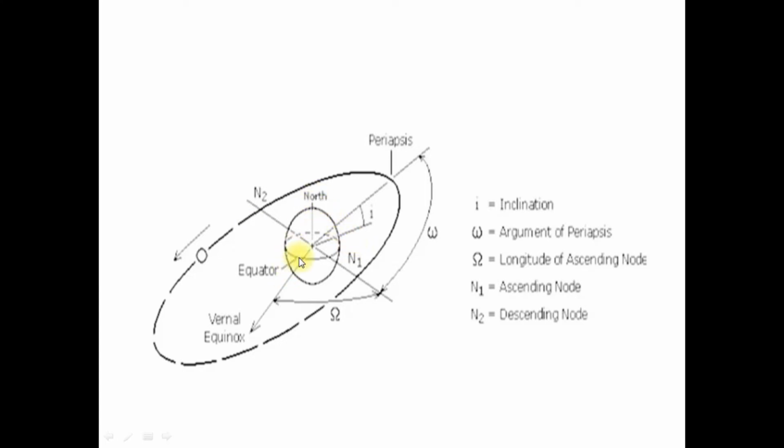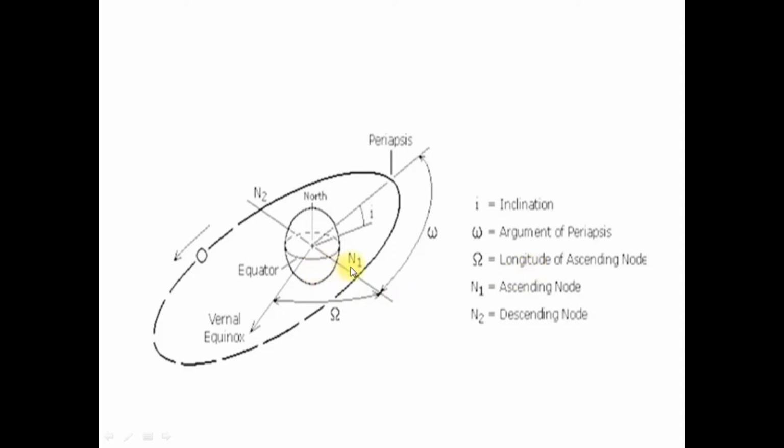So most of the geostationary orbits are with 0 angle to the equator. Okay, polar orbits will be perpendicular to the equator, that is 90 degrees to the equator. So here I is nothing but inclination, W is nothing but argument of periapsis, and psi will be representing the longitude of ascending nodes, and N1 is the ascending node and N2 is the descending node.